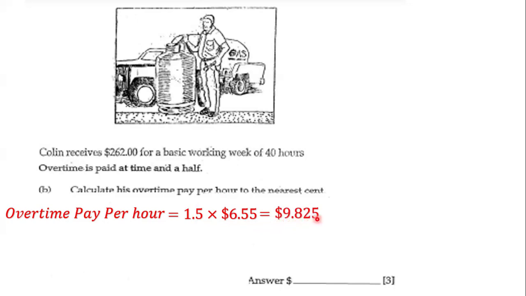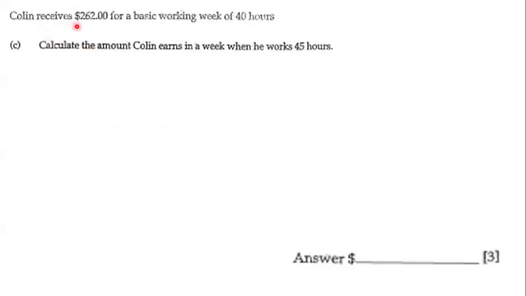9.825. Now they want our answer to the nearest cent, which means that we only should have 2 numbers behind the decimal point. Currently we have 3. And so we have to round. Notice that we have 5 here, and once it's 5 or above, we can round up. So that means that we're going to add 1 to this 2. And so that means that our answer is $9.83. And so the amount that he is paid for 1 hour of overtime, correct to the nearest cent, is $9.83.